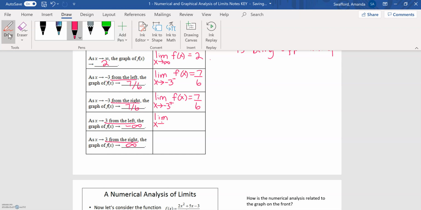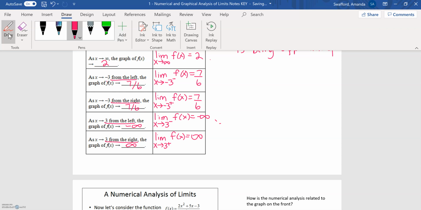So the limit as x approaches 3 from the left of f of x is negative infinity. And as I approach 3 from the right, it would be positive infinity. So again, all the statements in this box on the left and the statements on the right are equivalent. We've just learned a new notation. This is your first calculus vocabulary word, a limit, and your first calculus notation. We're just converting things we've actually already been doing into calculus statements.